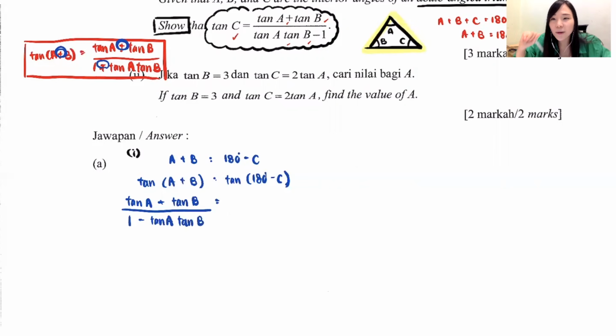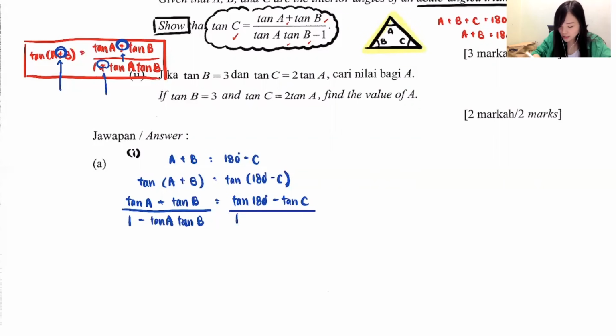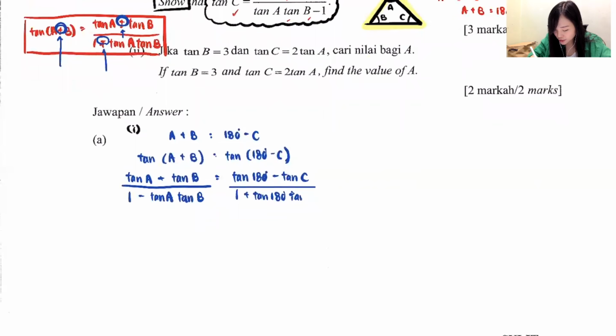Can you see that? How about the right side? The right side is also the same: tangent of 180 minus C. Using the same formula, tangent 180, but look carefully, this one is a minus. Minus is the bottom one. So this one uses the bottom one, which is minus tangent C, over 1. The bottom one is a plus, tangent 180 tangent C. This is what I get.